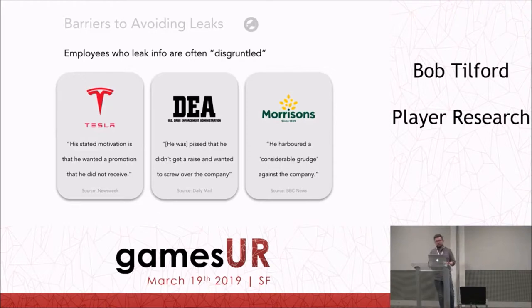So here we have three instances of reportedly aggrieved staff leaking information: a former employee of Tesla, someone working for a defence contractor working with the DEA, and someone working for the UK supermarket chain Morrisons. And in all of these cases, the person who's the perpetrator, the person who's gone ahead and leaked information, has felt somewhat wronged or disrespected. And they've apparently been seeking retribution in some way. At least one of their motivations reportedly is to seek retribution. Or at least they feel more morally justified in leaking information as a result of feeling wronged or disrespected.